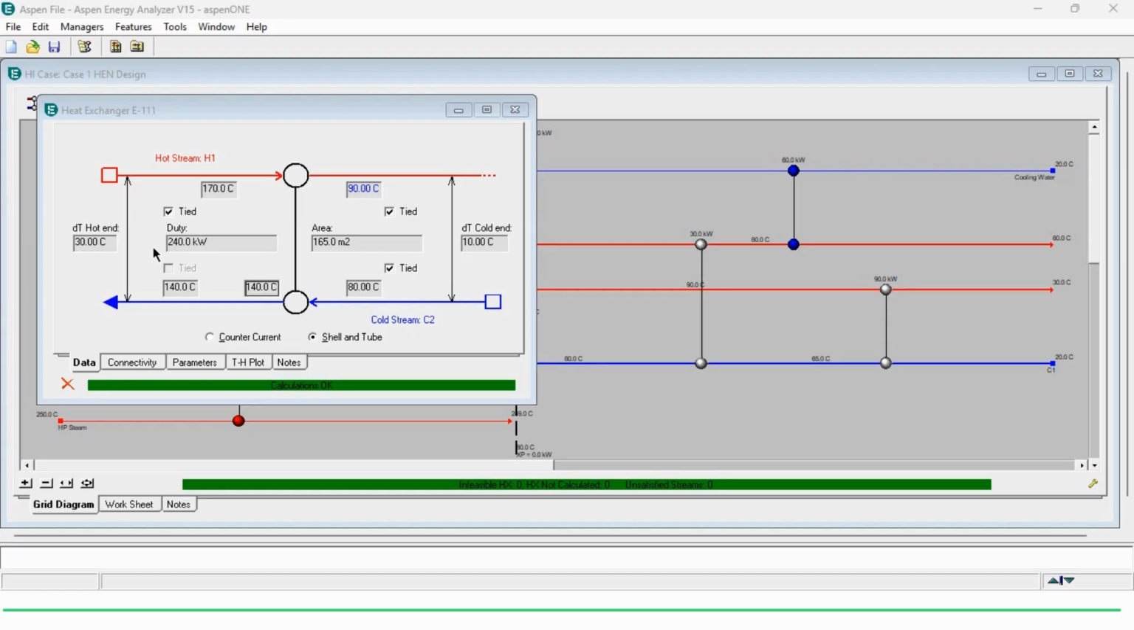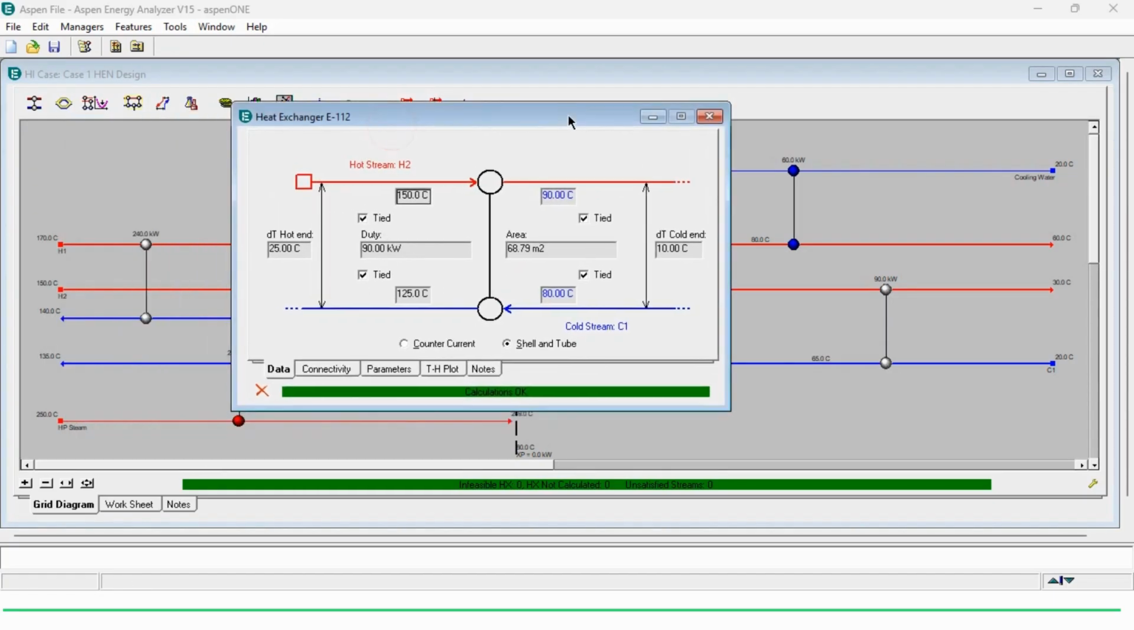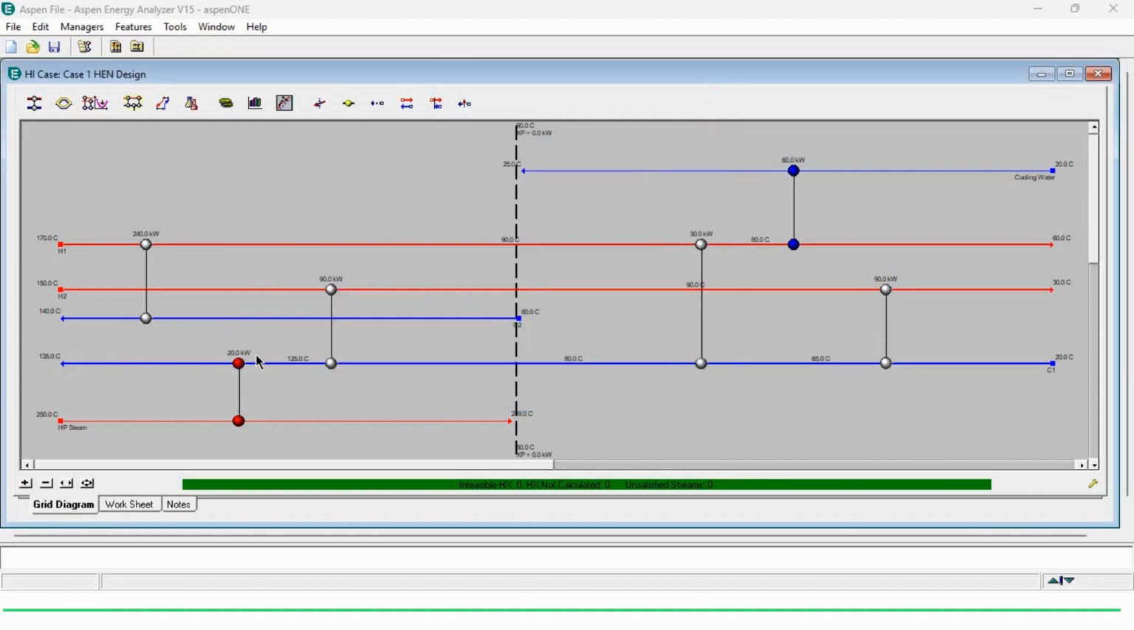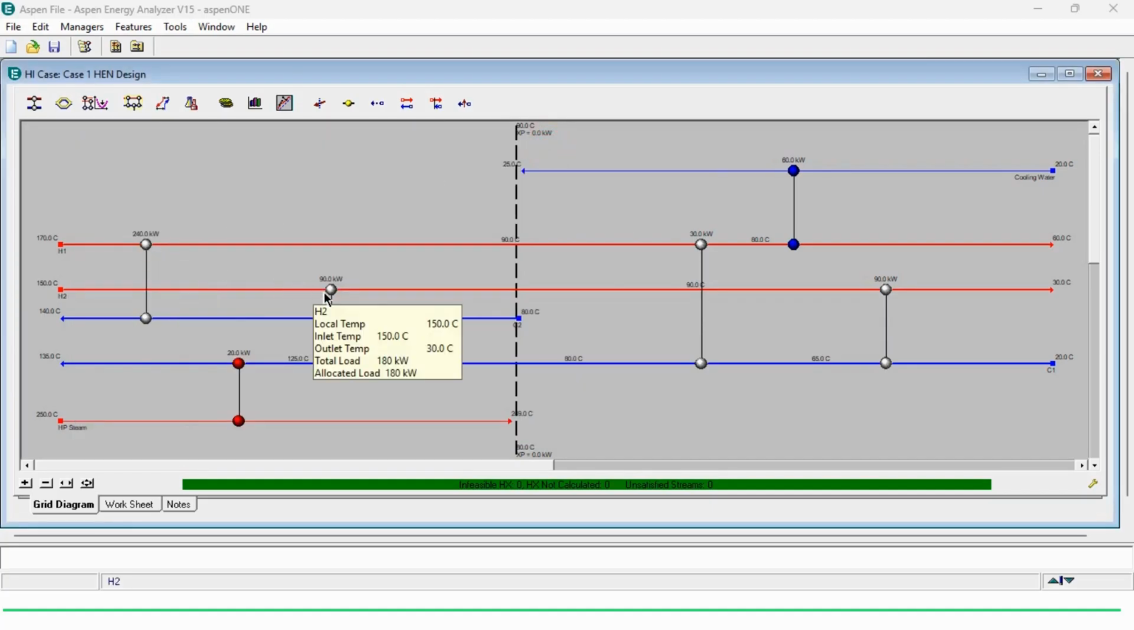The delta T on both sides is also visible. Then we connected H2 with C1, and you can see it has moved from 80 to 125 degrees centigrade, while the ending temperature of this stream is 135 degrees centigrade. So to increase its temperature from 125 to 135 degrees centigrade, we needed a utility. Obviously, we have used HP steam, and a 20 kilowatt duty exchanger is applied. This is the utility exchanger, and these two of gray color are the process to process exchangers.